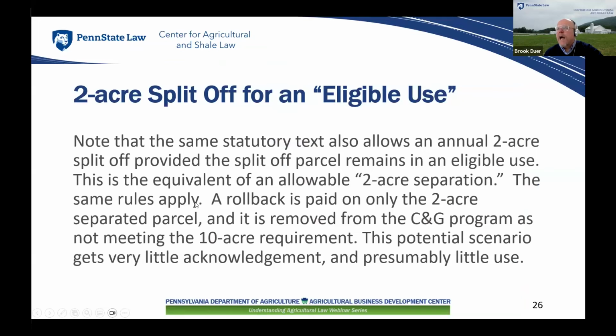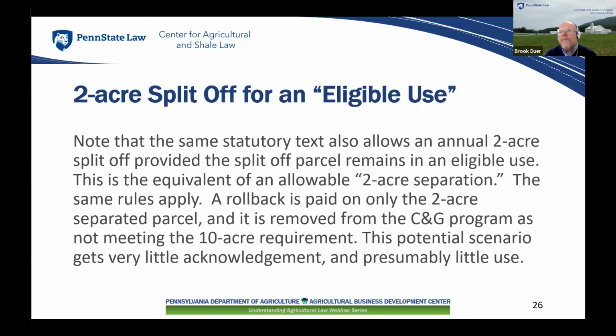So the same rules apply, which is that the rollback is paid on only the 2 acre separated parcel, and it's removed from the program as not meeting the 10 acre requirement. This potential scenario gets almost no discussion, very little acknowledgement, and presumably little use. Everybody talks about the residential lot exception to the split off rollback, but this is equally available, at least it's set up.